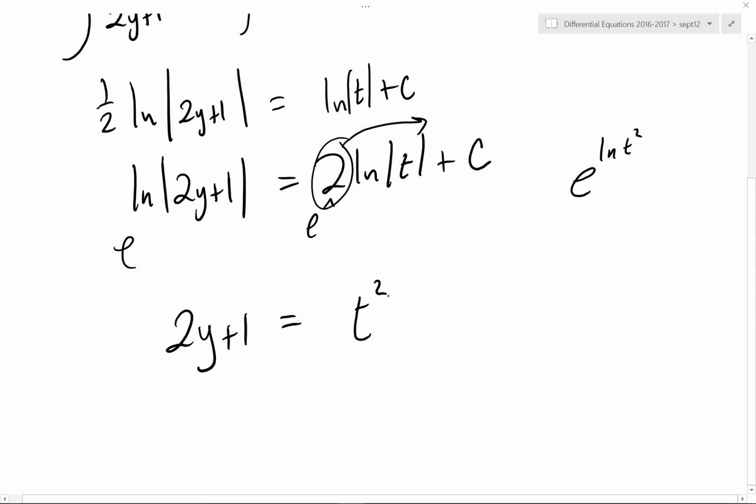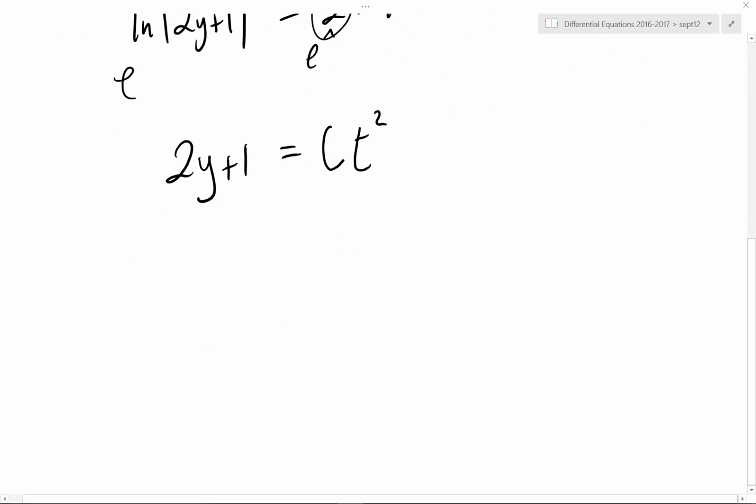And then, of course, e to the c is just a constant. And where does it go? Out front. Nice. This is where logs start to matter. And so you're going to get c over t squared, minus 1, all over 2. Like so. This is y of t. That's nice. It is a general solution.